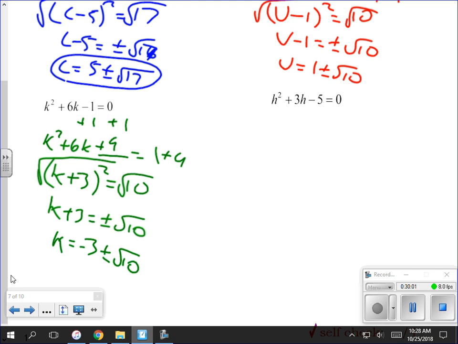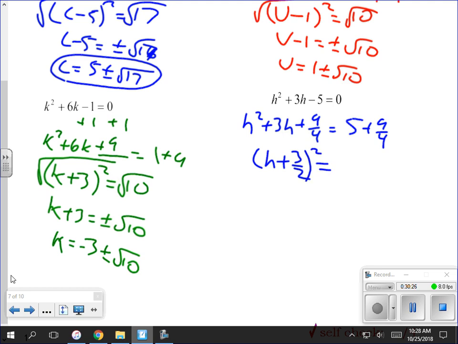And now for the fun one. Add 5 to both sides. h squared plus 3h equals 5. I get 3 over 2. Square that, I get 9 over 4. So I add 9 fourths to both sides. This becomes h plus 3 halves squared equals 5 plus 9 fourths. Common denominator would be 4, so this is 20 fourths plus 9 fourths gives me 29 fourths.